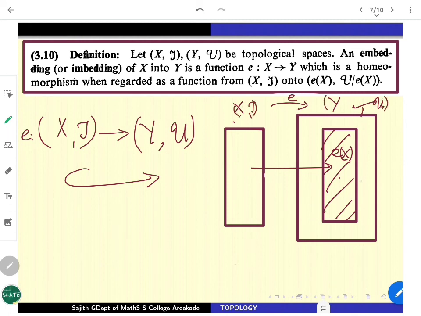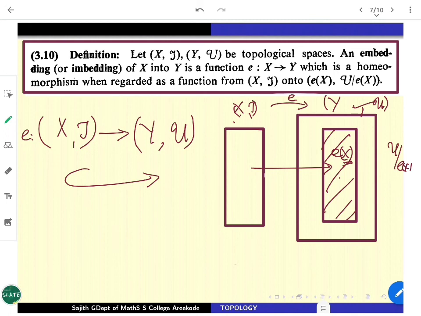So U restricted to E of X, with the subspace topology. I mean, U is already there, so E of X with the subspace topology, U restricted to E of X. That's all. Natural topology, what is happening there. So with respect to that topology, this is an onto map, and that's becoming a homeomorphism. We'll say that E is an embedding.